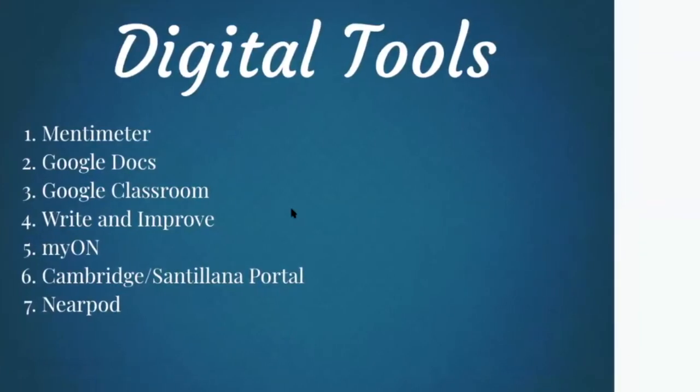These are the tools that we will be working with today. Number one is Mentimeter. Mentimeter is our first digital tool. Number two is Google Docs. Then we're going to go over Google Classroom. We're going to learn how to use Write and Improve. Then we're going to take a look at Mayom. Probably most of you know it, or probably not. We're going to check that. Number six, we're going to check one digital tool called Santillana Portal. And Nearpod. Nearpod is the digital tool we're using right now.